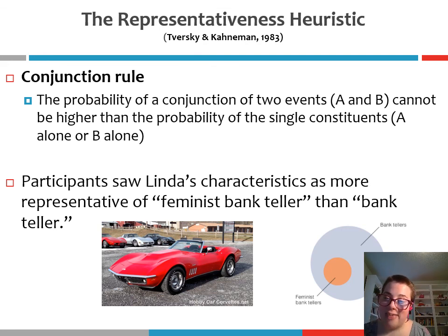So when we look at the base rate, or the relative probability that Linda is a bank teller, or that Linda is a bank teller or a feminist bank teller, it's much more likely that she is a bank teller, right? Because the relative probability of just being a bank teller is much higher than the probability of being a feminist bank teller.